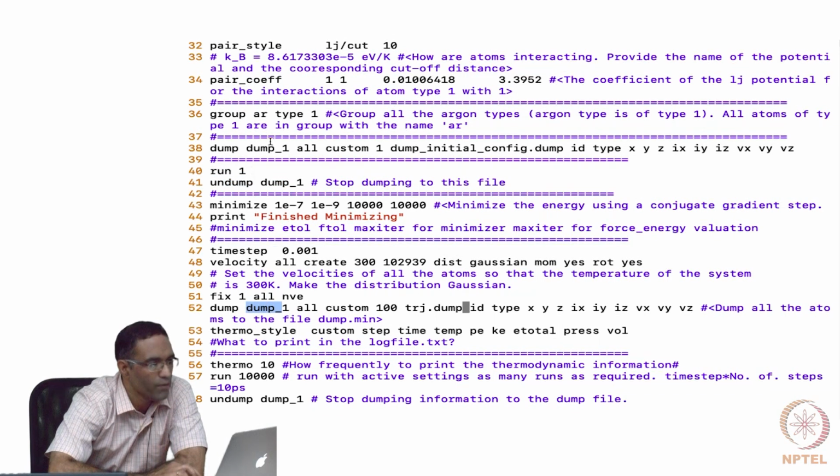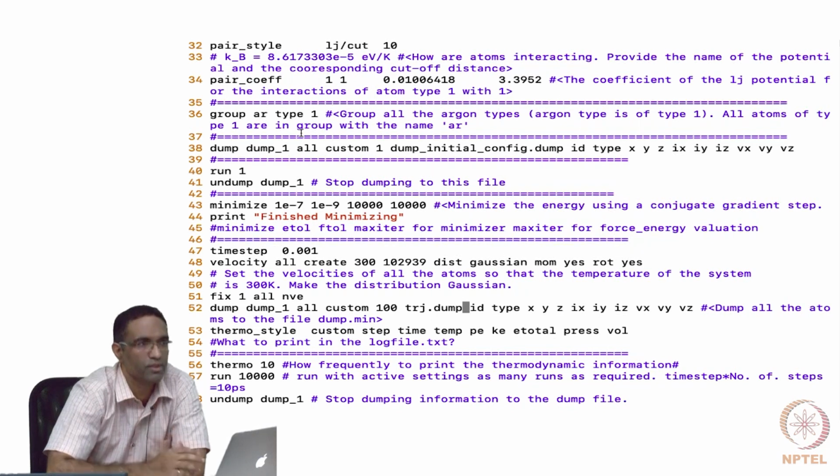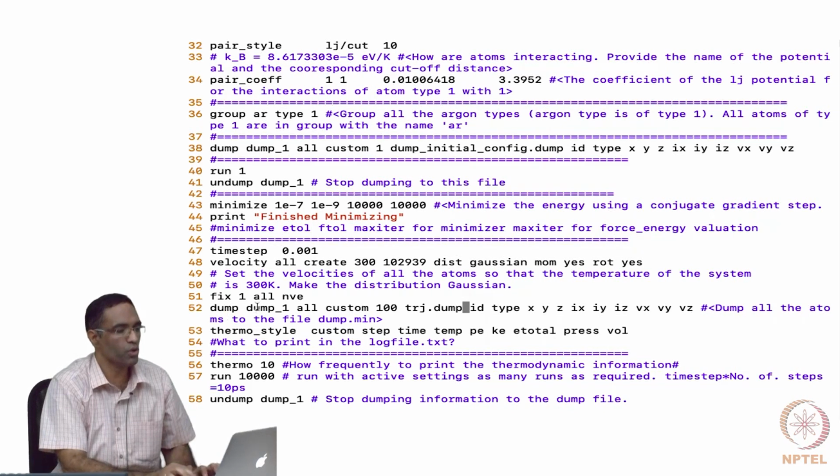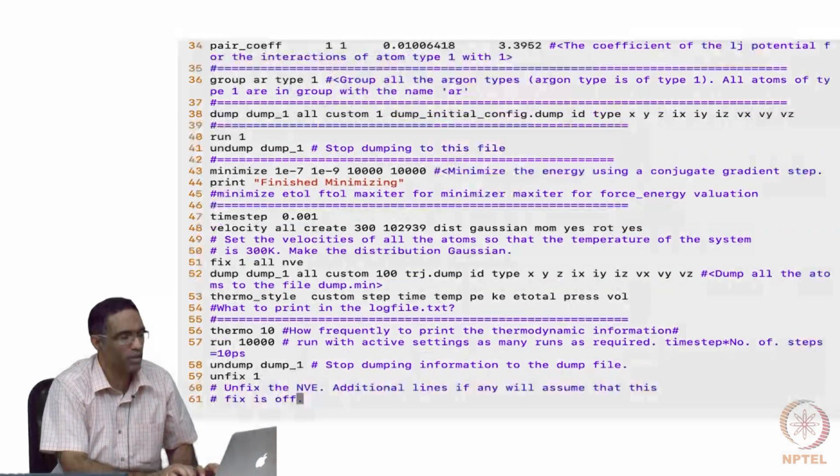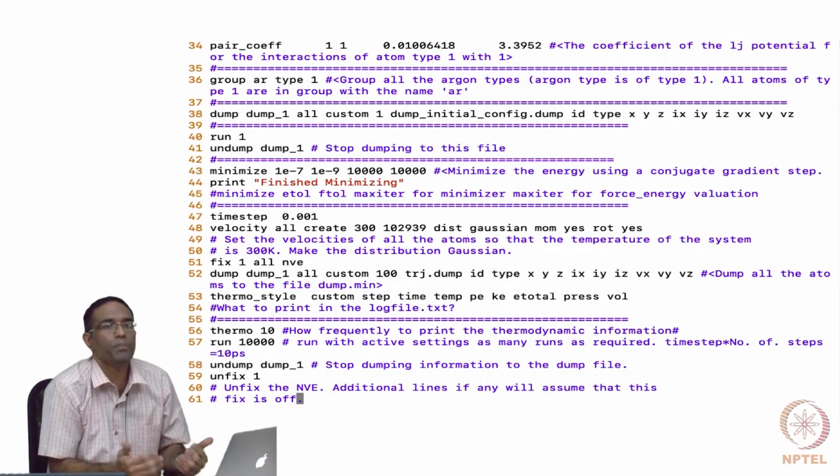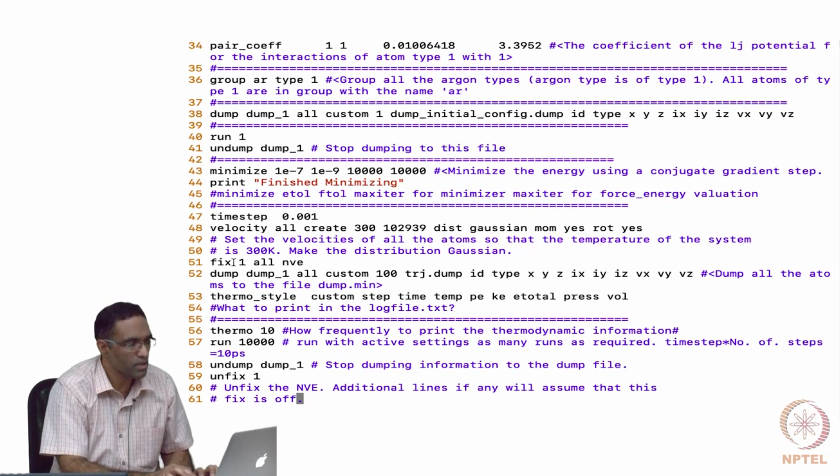If I did not do this, if I said dump here and again used dump underscore 1, then it would throw up an error saying that this ID has already been used, and that is going to happen only when it reaches this line. So you need to make sure that you are not using the same dump IDs or any IDs. For example, even the fix ID, you should not reuse until you have actually unfixed it, stopped performing that integration process.